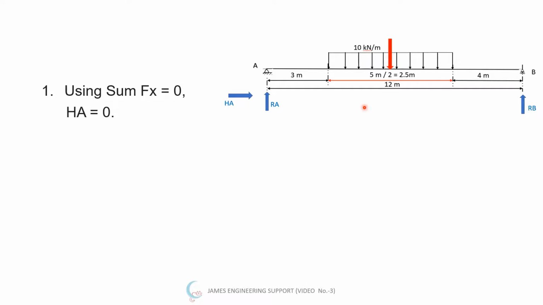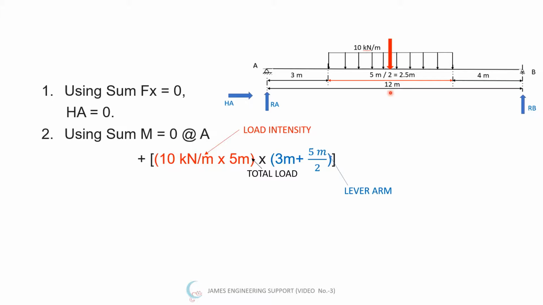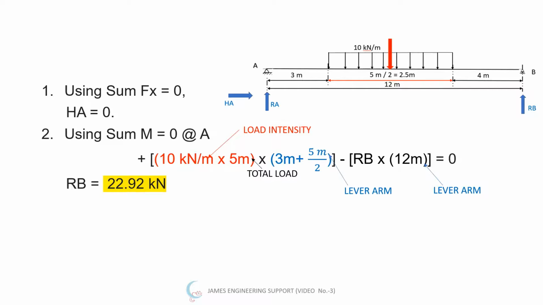So no horizontal force, so HA will be equal to 0. And we will consider the moment at A. So 10 multiplied by total distance 5. Then we will consider the lever arm, that is 3 meter plus 5 divided by 2. So total lever arm will be 3 meter plus 5 divided by 2 meters. Then we will consider RB, anti-clockwise moment, that is RB will be multiplied with the 12 meter lever arm, and then we will equate it to 0, and after solving it we will get the answer as 22.92 kilonewton.